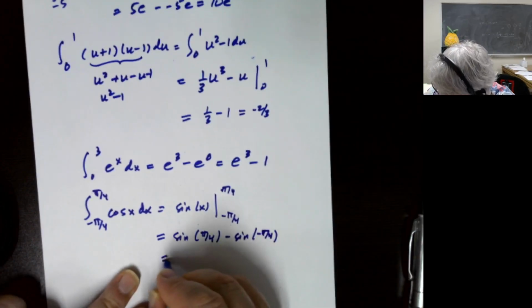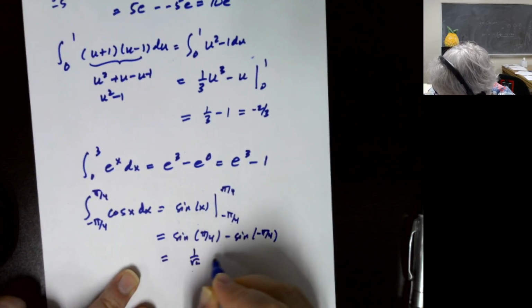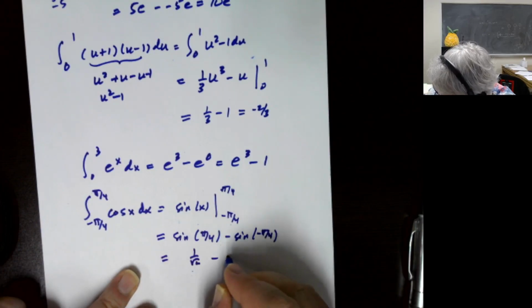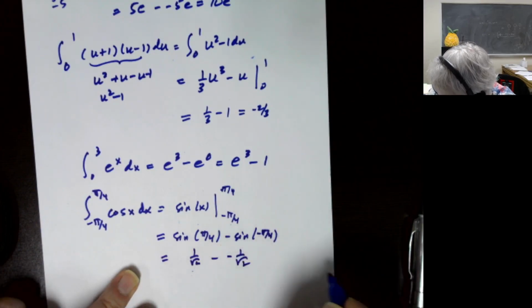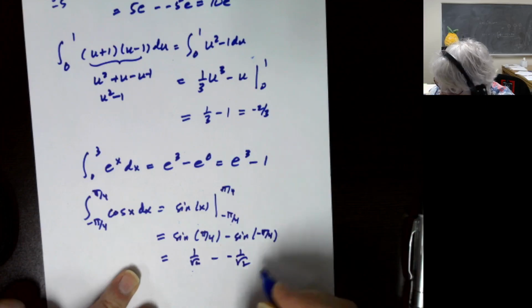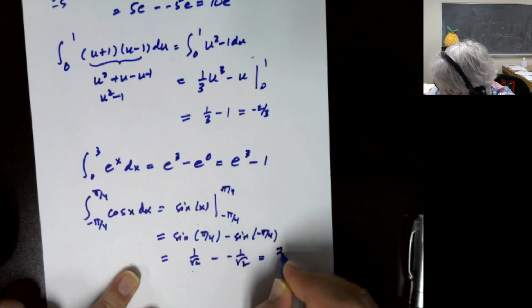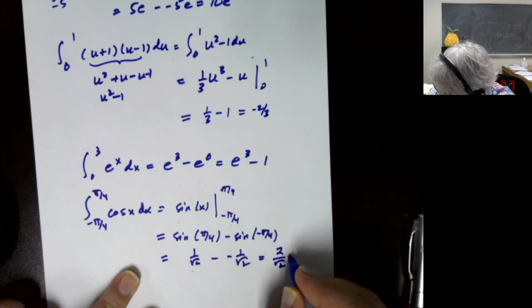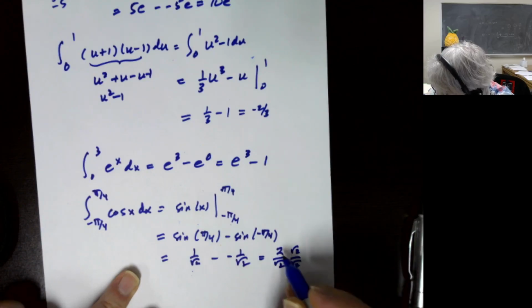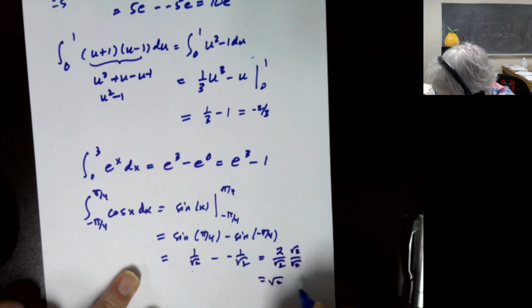And this is going to be 1 over the square root of 2 minus, and then this is minus 1 over the square root of 2. You could use a unit circle if you're not sure about that. And so that's going to be 2 over square root of 2. I guess if I multiply that by square root of 2 over square root of 2, I get that this is square root of 2.